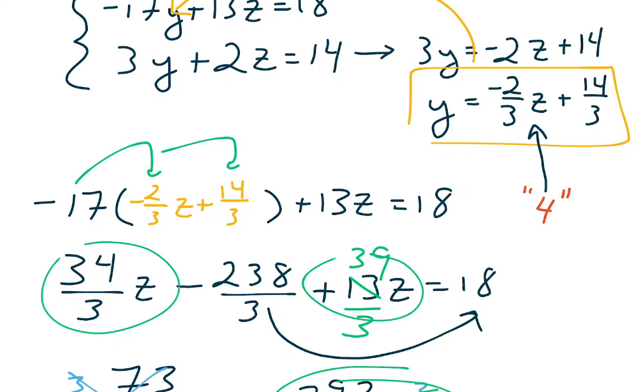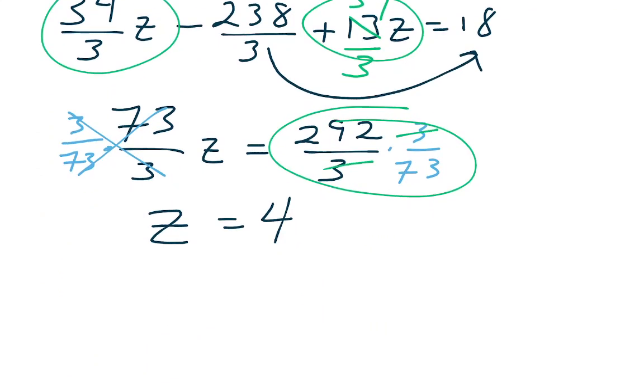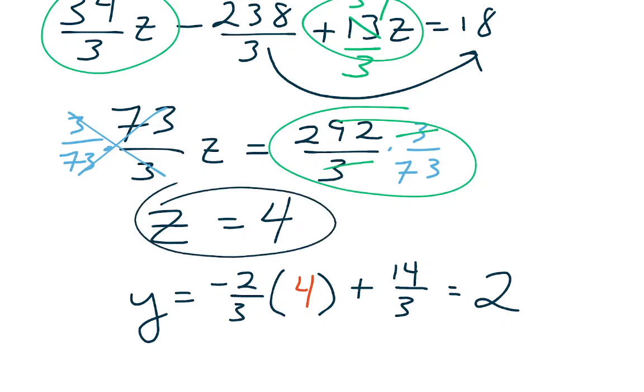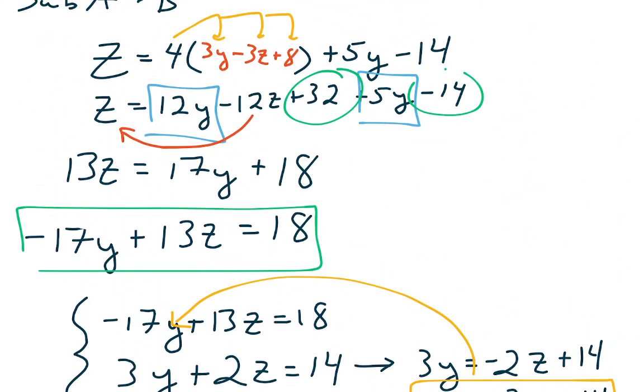I'm going to have to scoot down to make sure that we have space for that, but that's just going to be y equals negative 2 thirds times the 4 that I'm plugging in, plus 14 thirds. Still got some fractions going on, but that comes out nicely to be 2. So y equals 2. And then all I got to do is take both of these answers. Again, my answer for z, my answer for y.